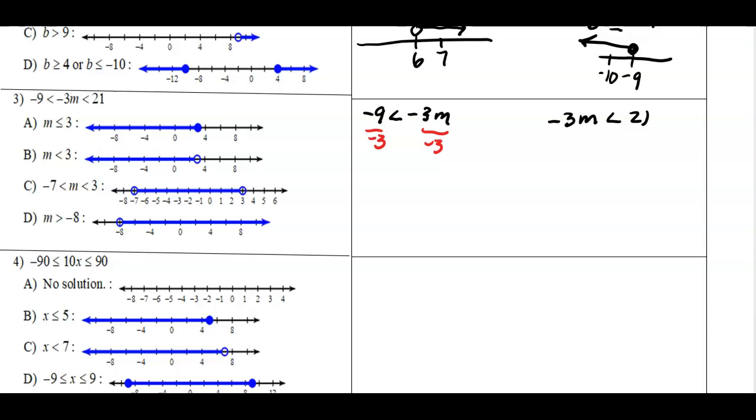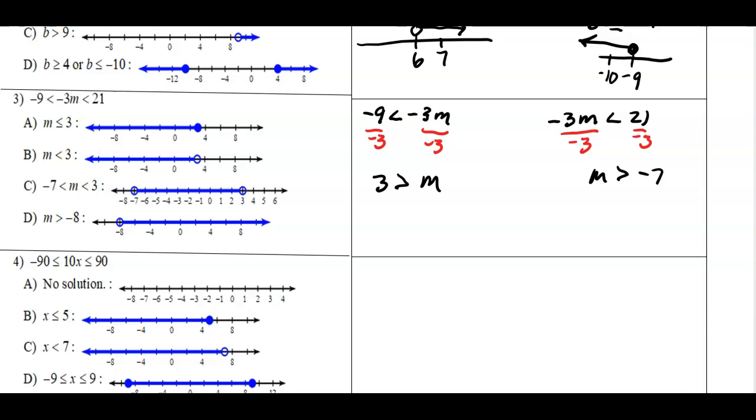You're going to make sure to flip the sign. So negative 9 divided by negative 3 is positive 3. Flip the sign: 3 greater than m, right? And on this one, negative 3m less than 21. Again, dividing by negative 3. Alert, alert, flip the sign. m is greater than negative 7.